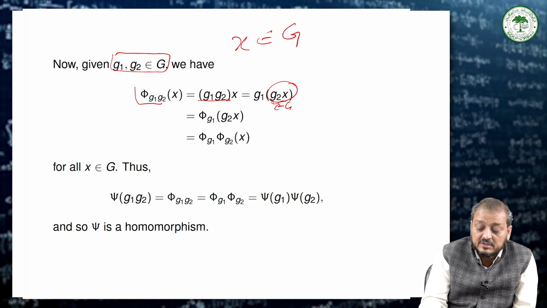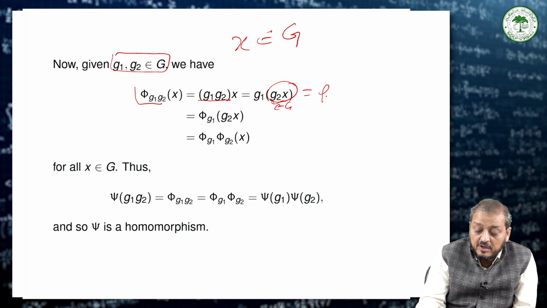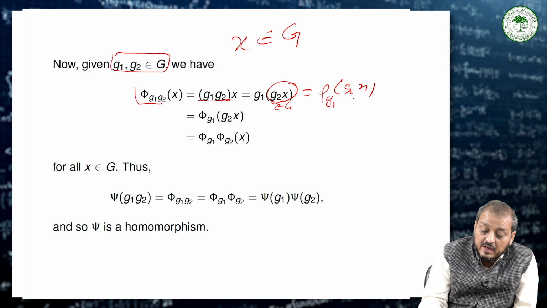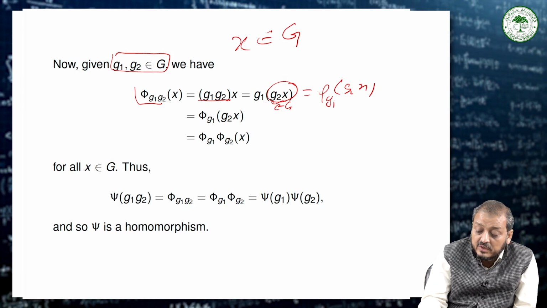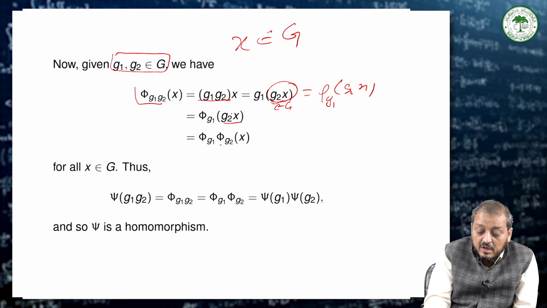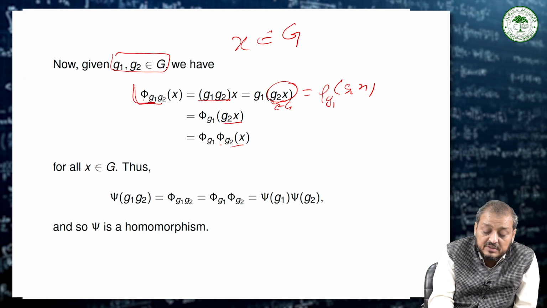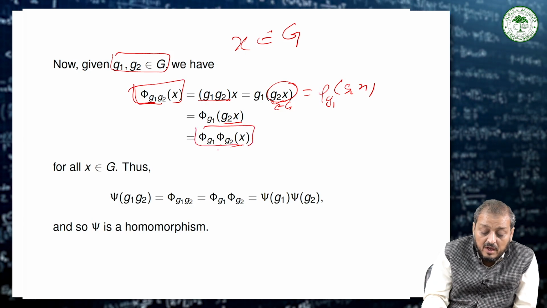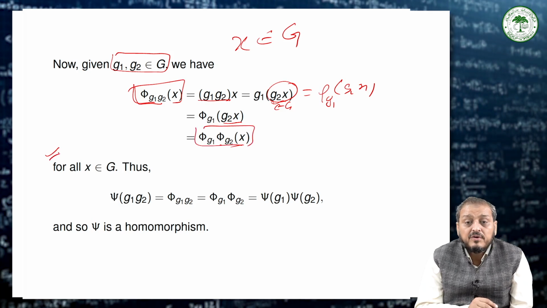So g1 of this is nothing but equal to phi of g1 over g2 x. Now g2 x is again phi of g2 of g x. This means phi of g1 g2 x is nothing but equal to this form, now for all x an element of G.